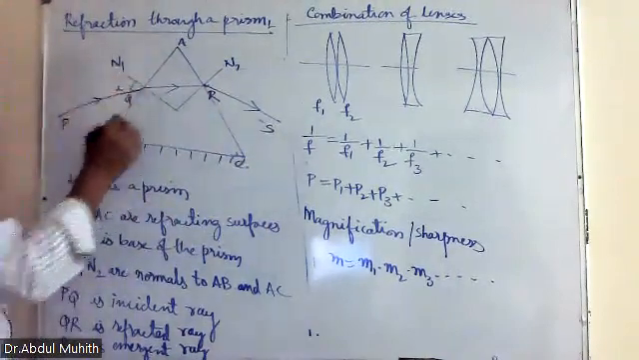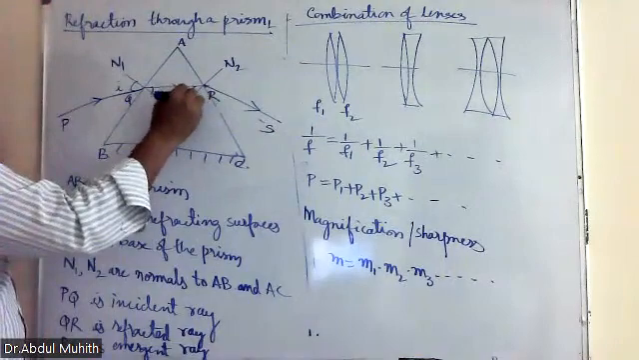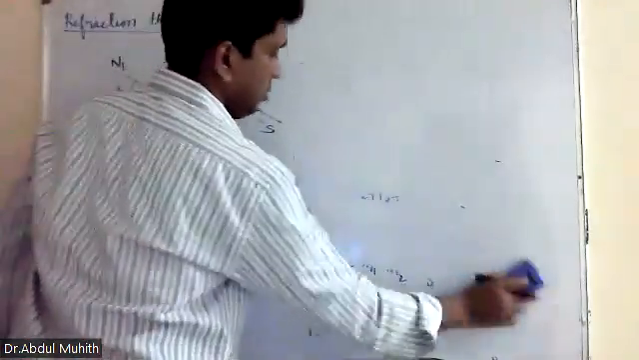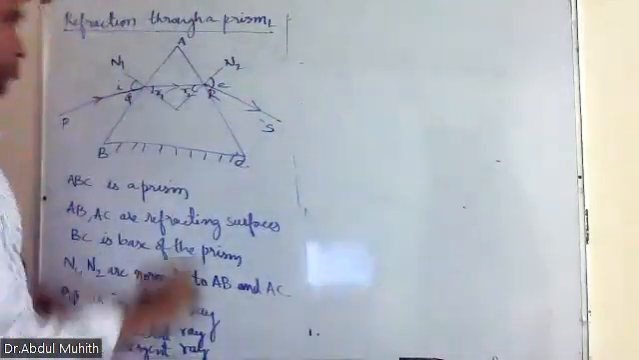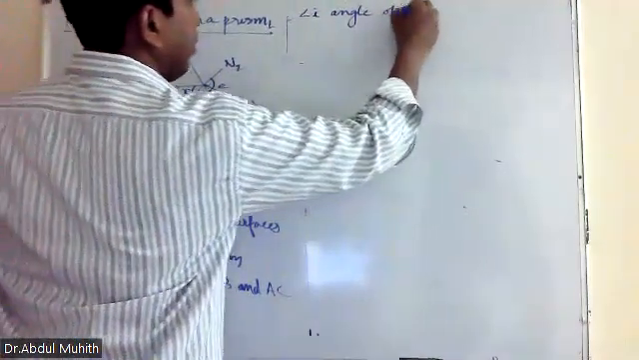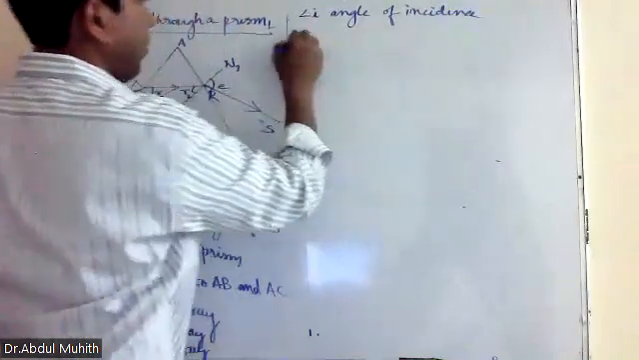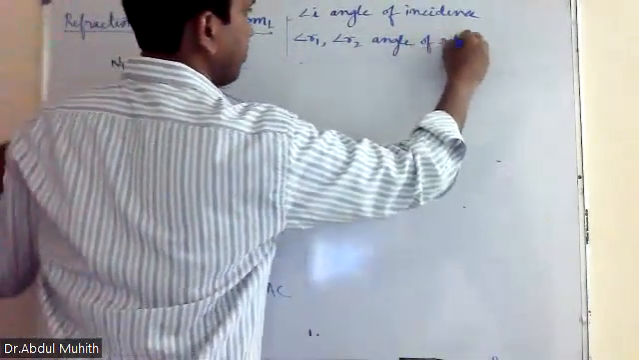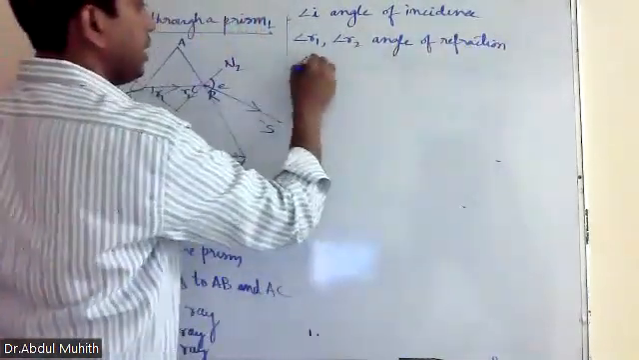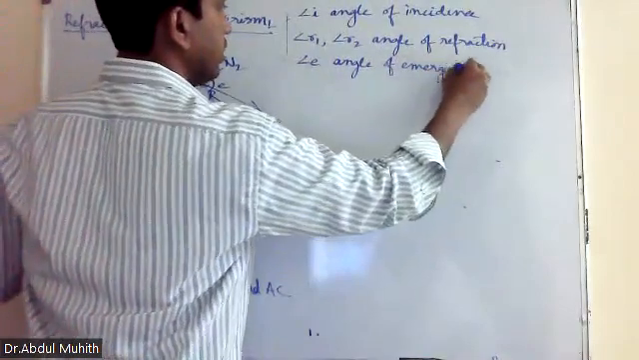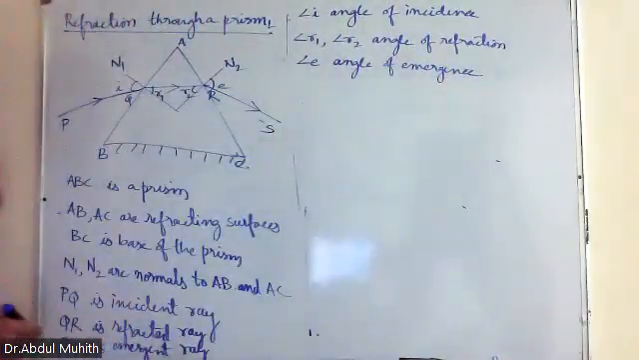Now here I is the angle of incidence, R1 and R2 are the angles of refraction, and E is the angle of emergence. I'll write here: angle I is the angle of incidence, R1 and R2 the angles of refraction, and E is the angle of emergence.